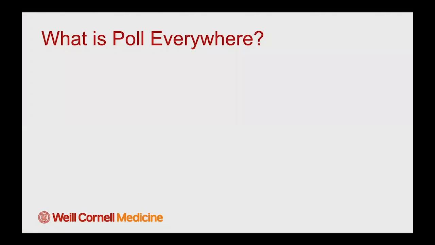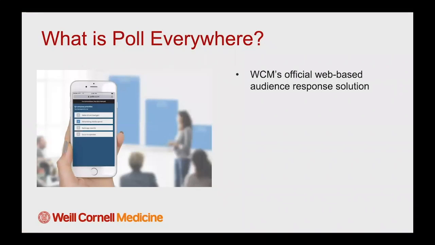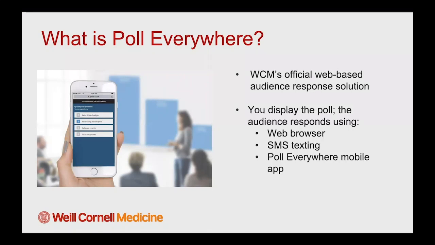So what is Poll Everywhere? Poll Everywhere is the college's official web-based audience response solution, which is just a very fancy term for a polling app. So the way it works is you create the polls, you display them during your presentation, and the users, or the audience rather, can respond in a few ways. They can use a web browser to respond. They can use texting services from their phone to answer. Note that I'll be talking about this a little bit later, but the text option isn't available for all questions, but it is available for the most common types. So you can have both of those options.